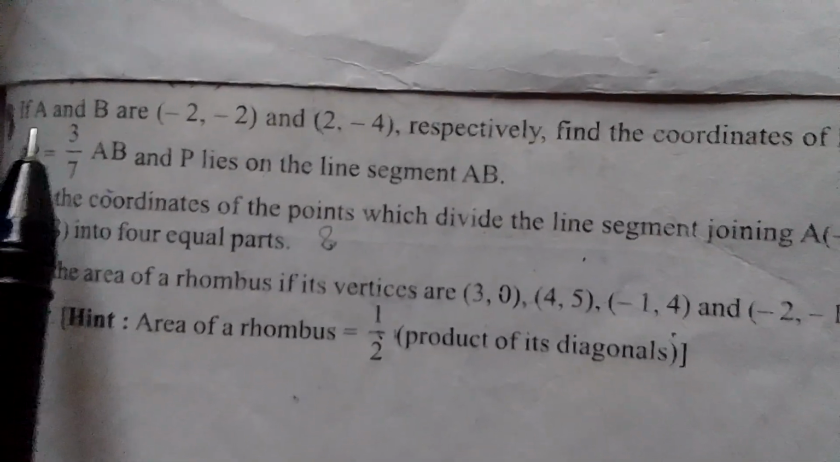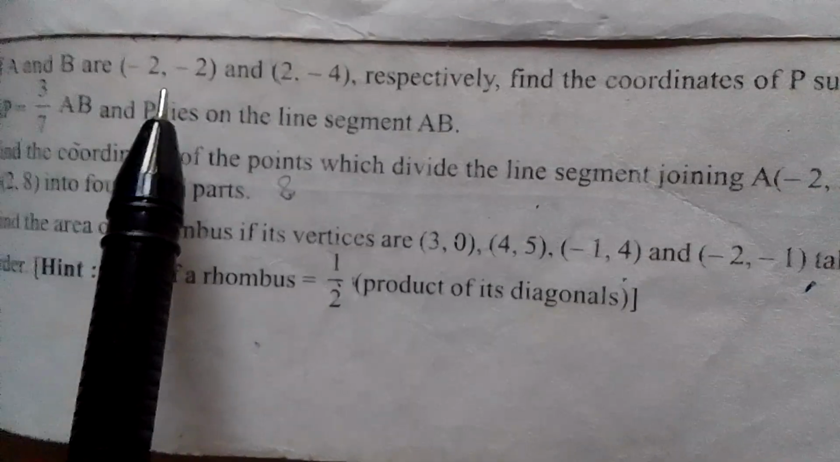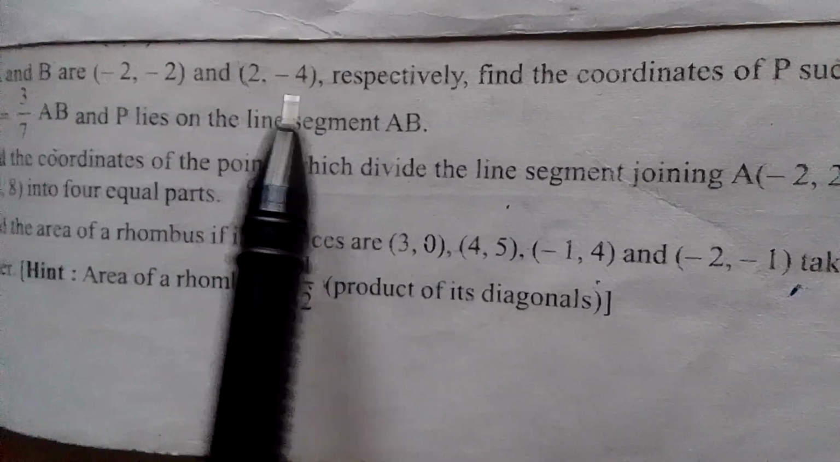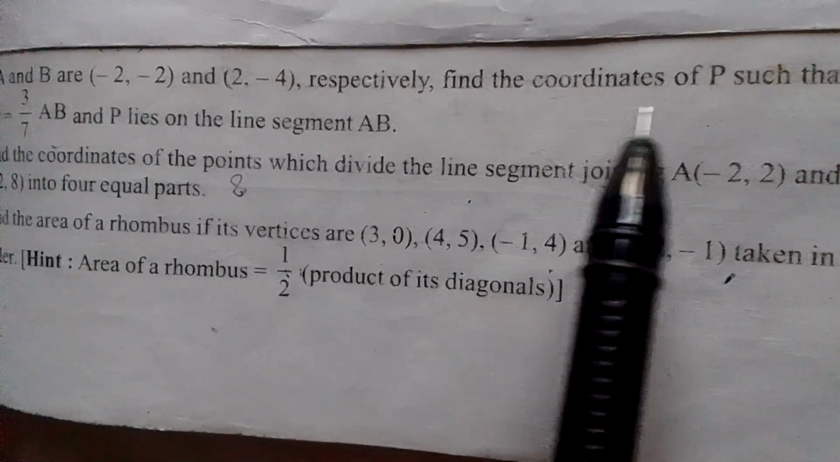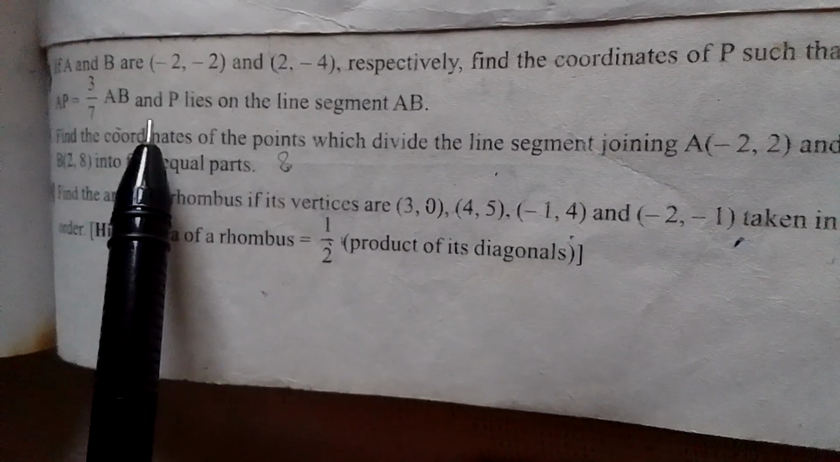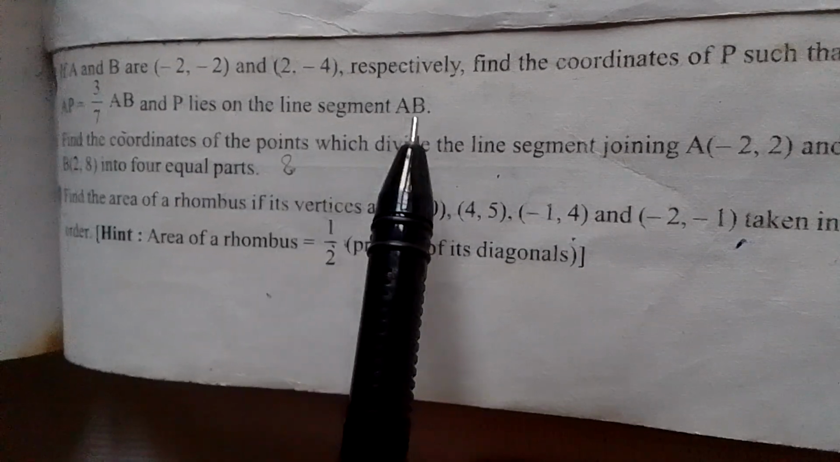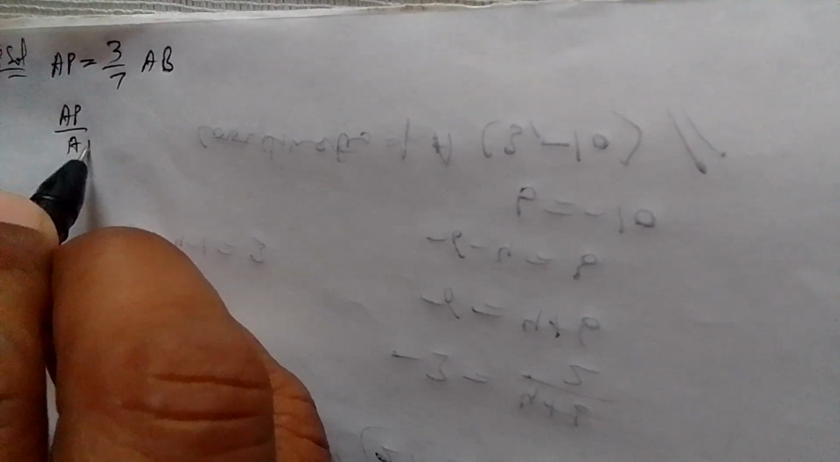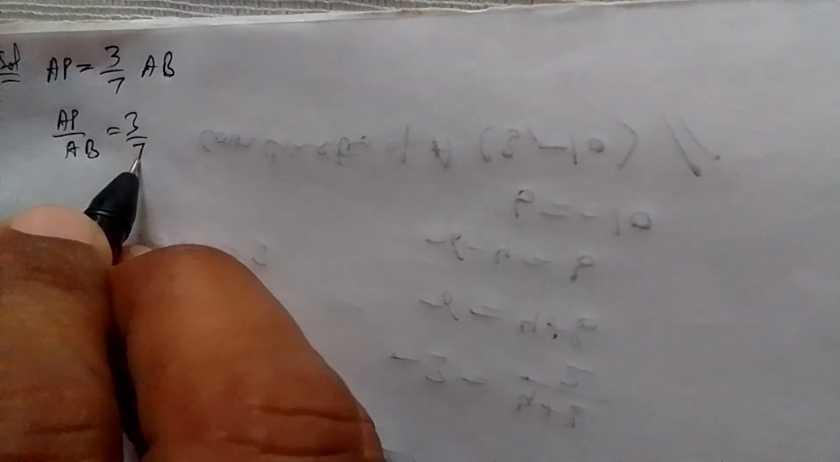8th question: if A and B are minus 2 comma minus 2 and 2 comma minus 4 respectively, find the coordinates of P such that AP is equal to 3 by 7 AB and P lies on the line segment AB. Here the solution of 8th question is, we have given AP is equal to 3 by 7 AB. So we can write it as AP divided by AB is equal to 3 by 7.